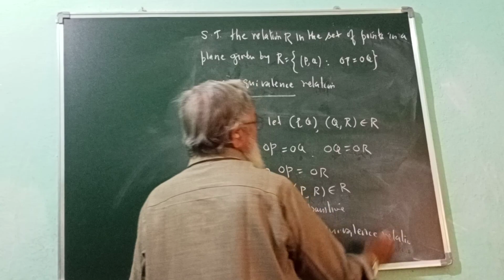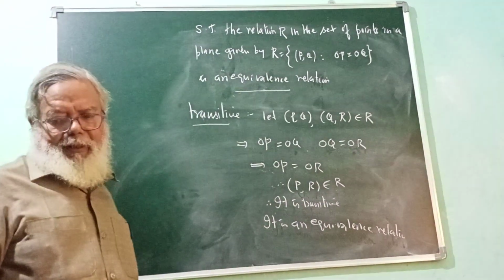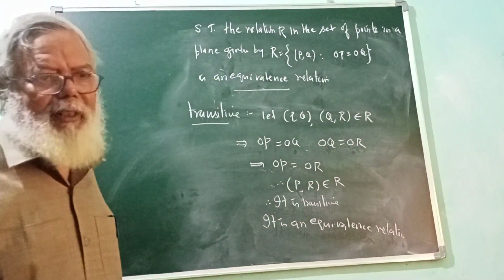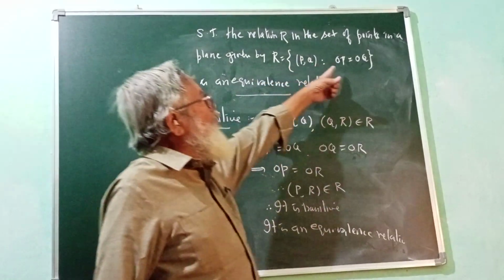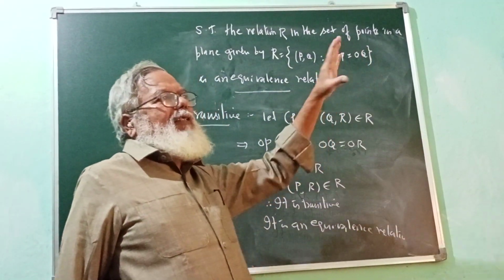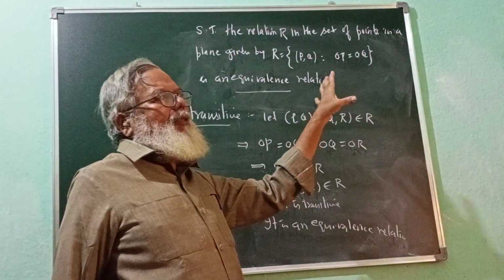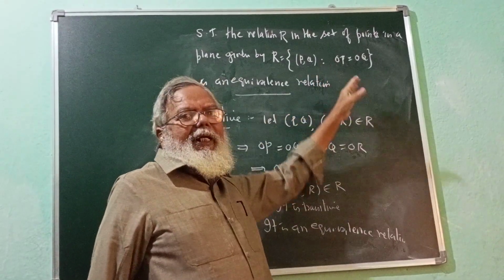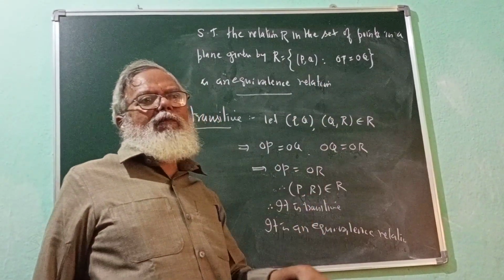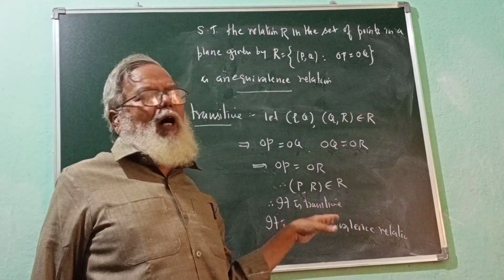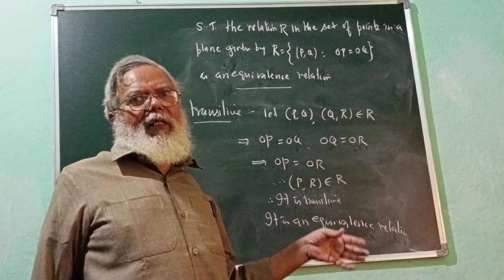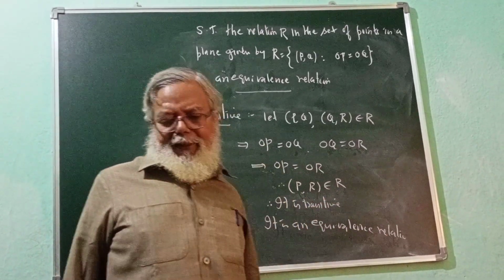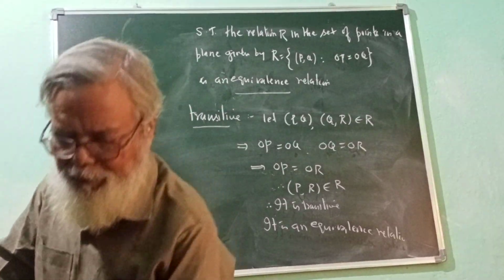Equivalence relation. Now one may ask, what is the meaning of this relation? OP is equal to OQ when all points have equal distances from the origin. It means that if you consider the union of all such points, it forms a circle with center at the origin. That is the meaning of this part.